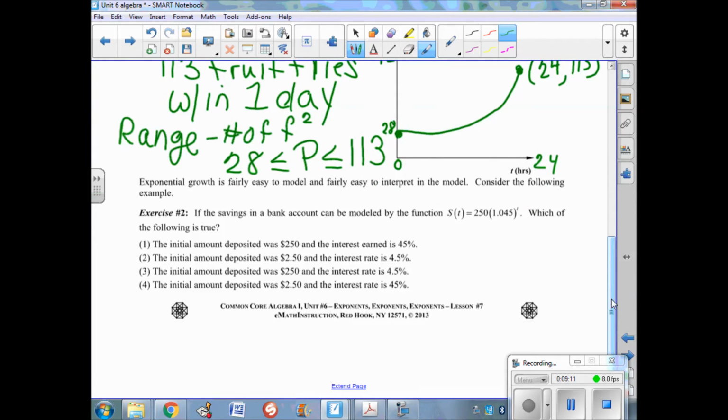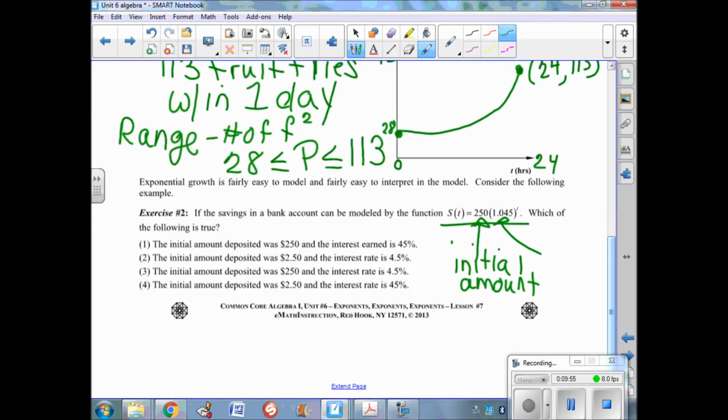Now we've got a multiple choice question. It says exponential growth is fairly easy to model and fairly easy to interpret, meaning to understand what they're asking. So it says consider the following. If the savings in a bank account can be modeled by the function, here's our function, which of the following is true? This is what I talked about in the beginning, that's our initial amount. That's what we walked into the bank with when we wanted to open up our savings account. And then we've got 1.045, our growth rate. So what is the percentage that the bank is paying you for them to keep your money?